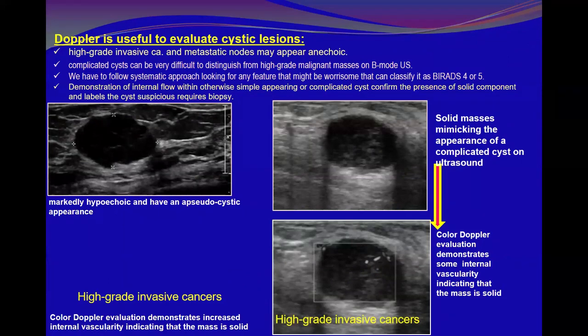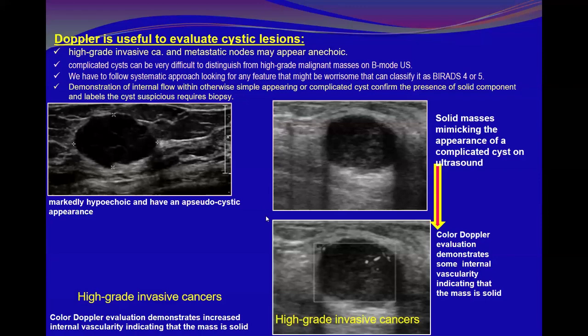Looking at these examples, okay? Regarding this one, it looks to be a complicated cyst. There is internal echo with posterior enhancement, and there are some echoes seen within. We don't know if these internal echoes are related to debris or a soft tissue component.